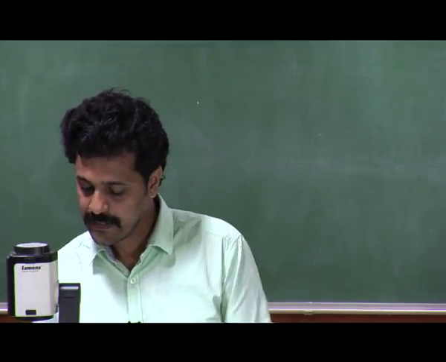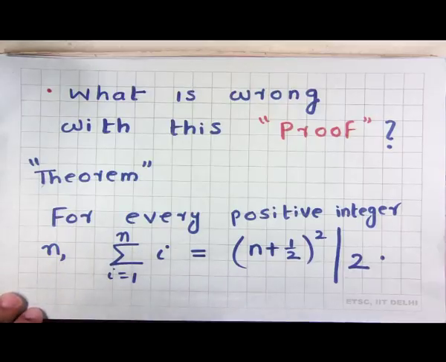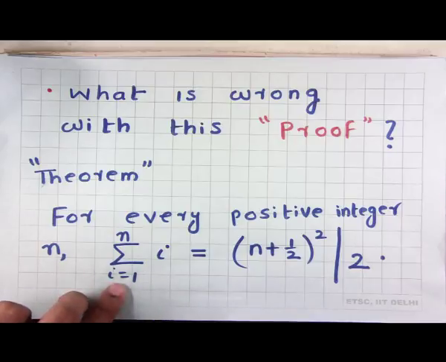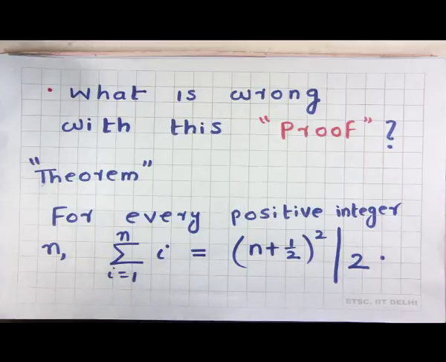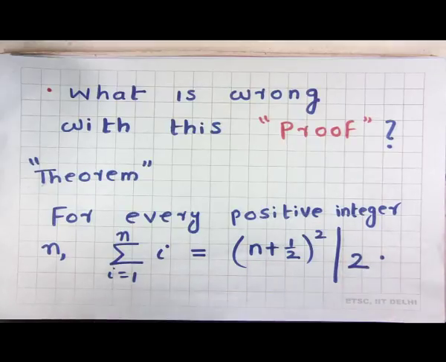where something so-called proof is given to you and you should point out what is wrong with it. Of course, proof in quotes, once it is wrong we cannot call it proof. The theorem is this: for every positive integer n, summation i equal to 1 to n of i, that means the sum of first n natural numbers, is equal to (n plus half) the whole square by 2.